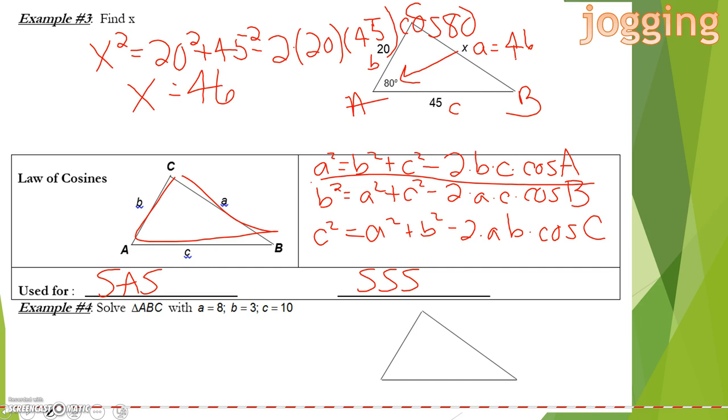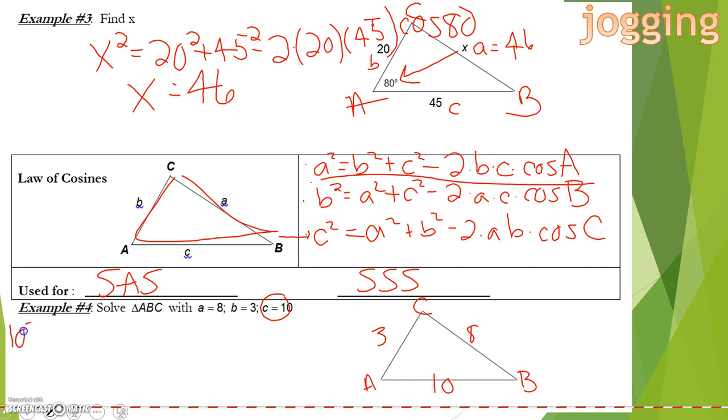Alright, the last example. So solve it if A is 8, B is 3, C is 10. So this is side, side, side. So I will put my letters on here. A is 8, B is 3, and C is 10. Since you know all 3 sides, it doesn't really matter which formula you use, because you would be able to fill it in. However, the way that you choose which one to use, the A, the B, or the C, is you pick the largest of the 3 sides. So the largest side is C, and so I'm going to be using the C squared formula.